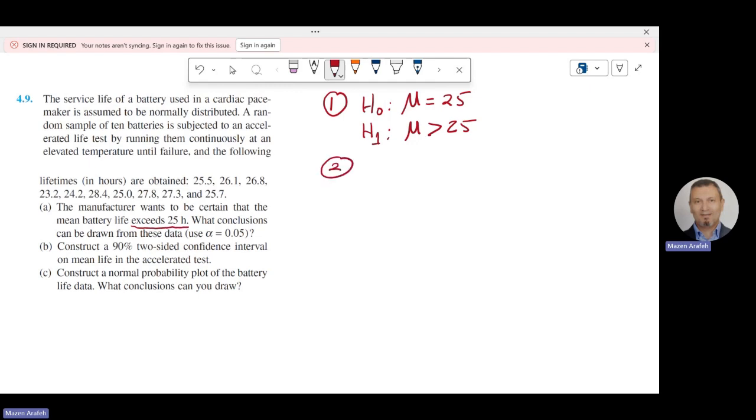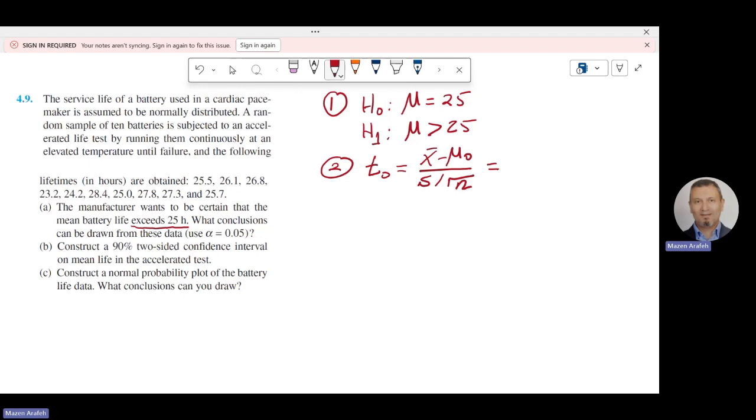So number two, state or use the appropriate test statistic. In this case, we are going to use t naught, which is equal to x bar minus mu naught divided by s divided by square root of n. Now, why did I use the t-test? Because the variance or the standard deviation of the population is not known, and we are going to rely on the standard deviation from the sample.